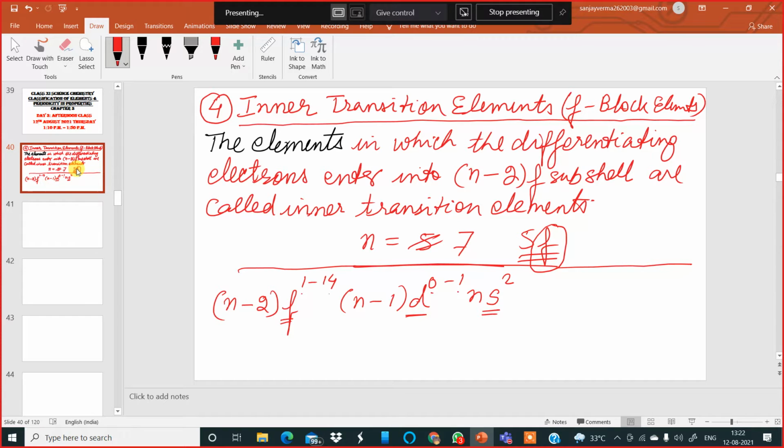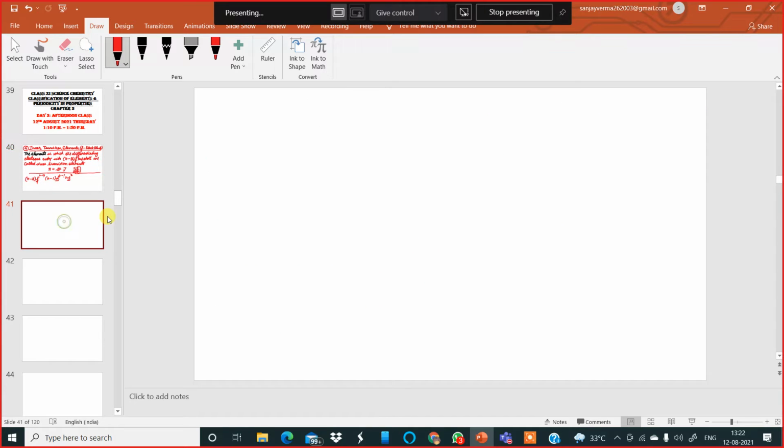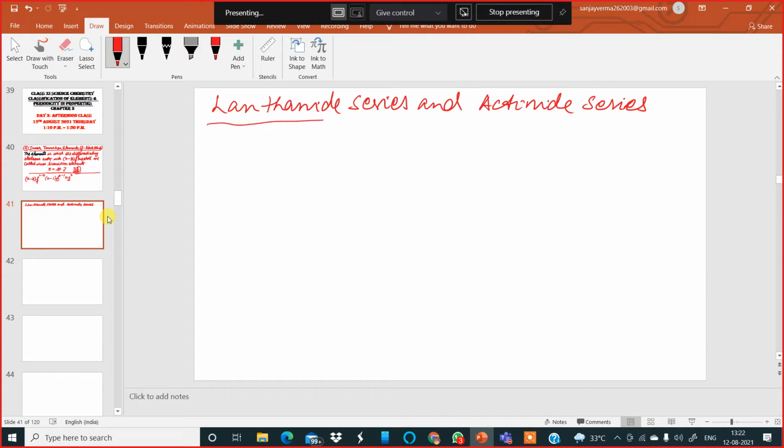Now, moving further, these inner transition elements, the F block elements, consist of two series: the lanthanide series and the actinide series. These are the two series of elements for the inner transition elements.